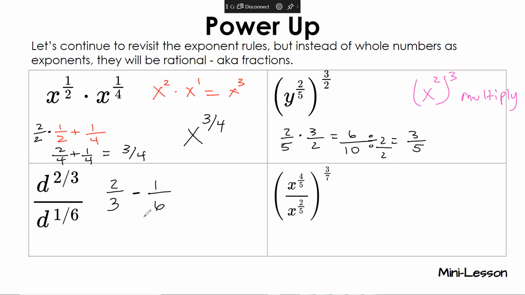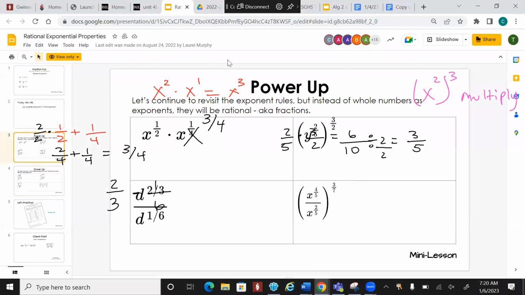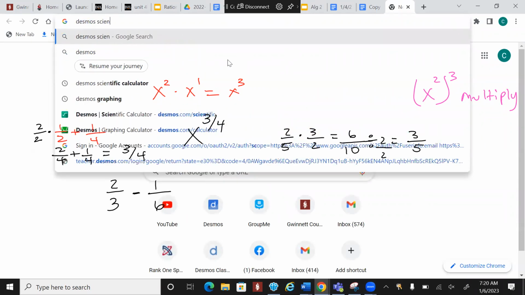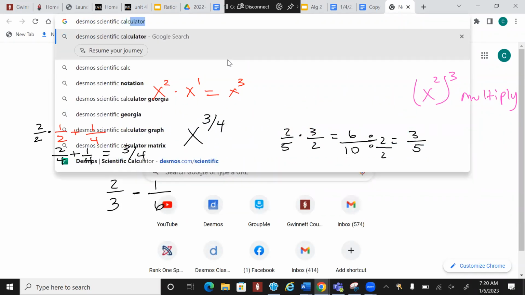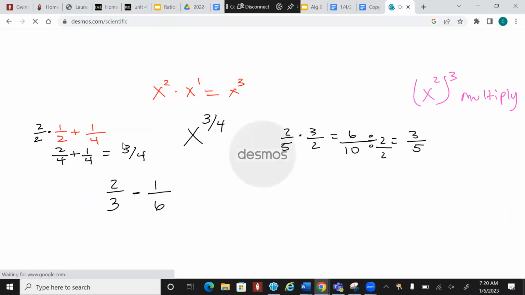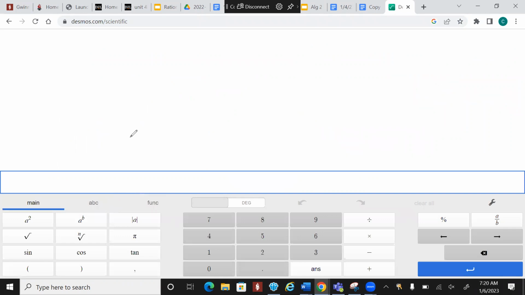All right, but I'm going to be honest. I'm not good at subtracting fractions. So what I'm going to show you is a little cheat code. If you go into Desmos Scientific Calculator, I'm going to put 2/3 minus 1/6, which is what we're doing. Okay, and you're going to type this straight into here.